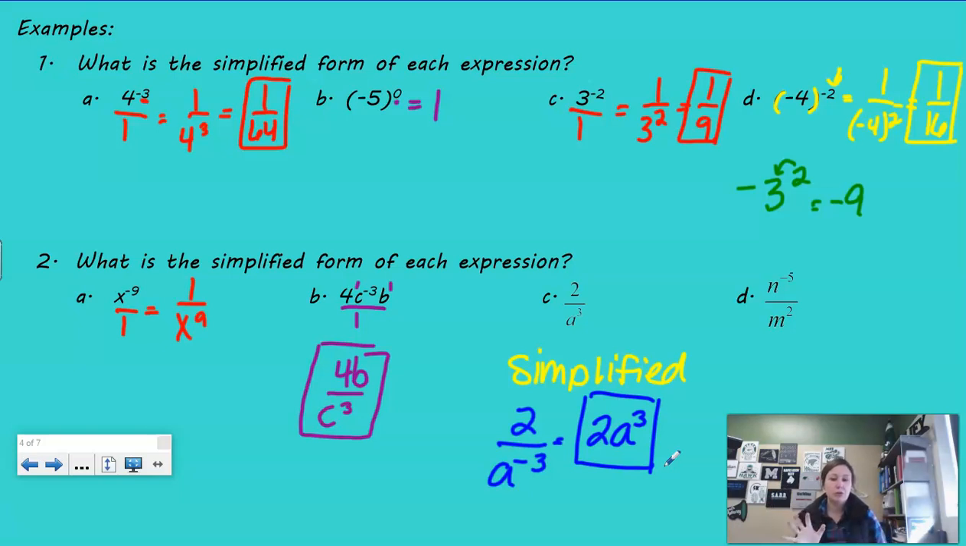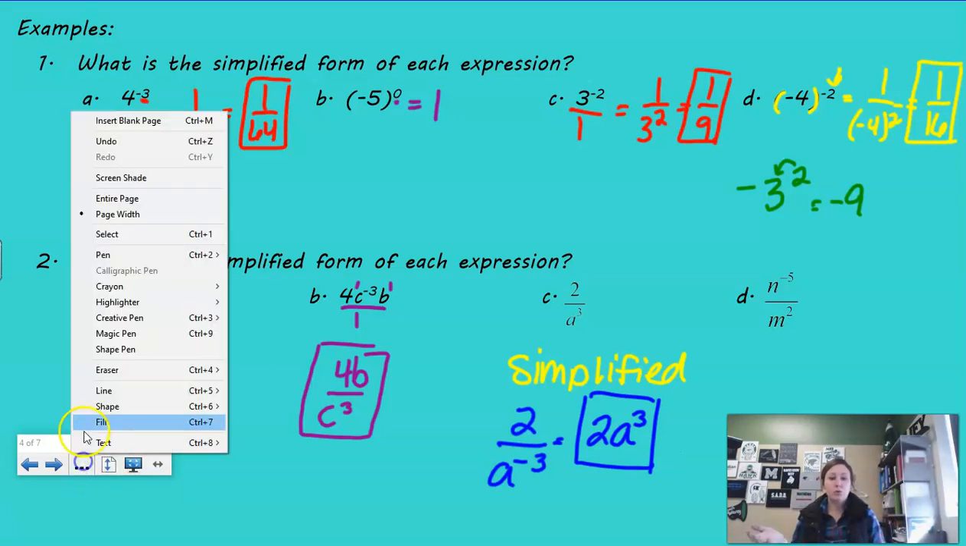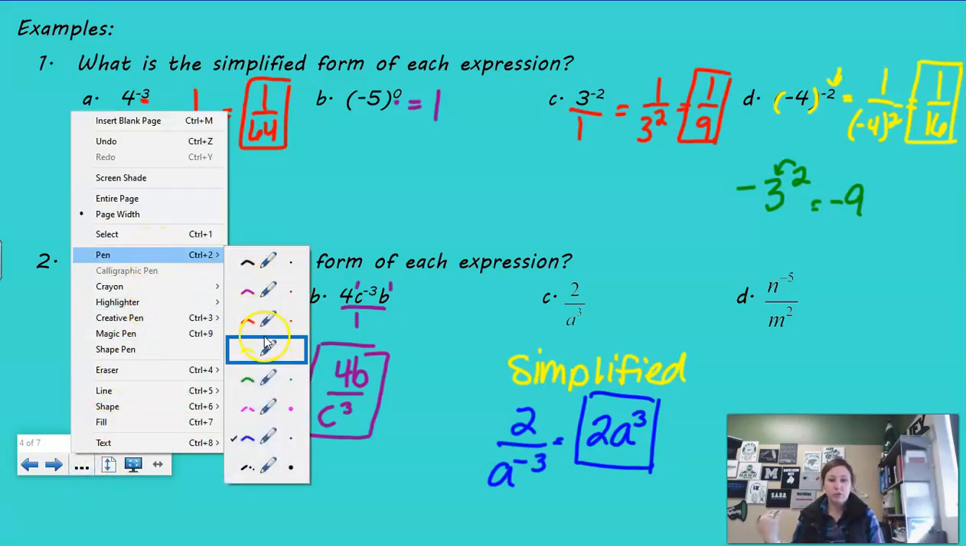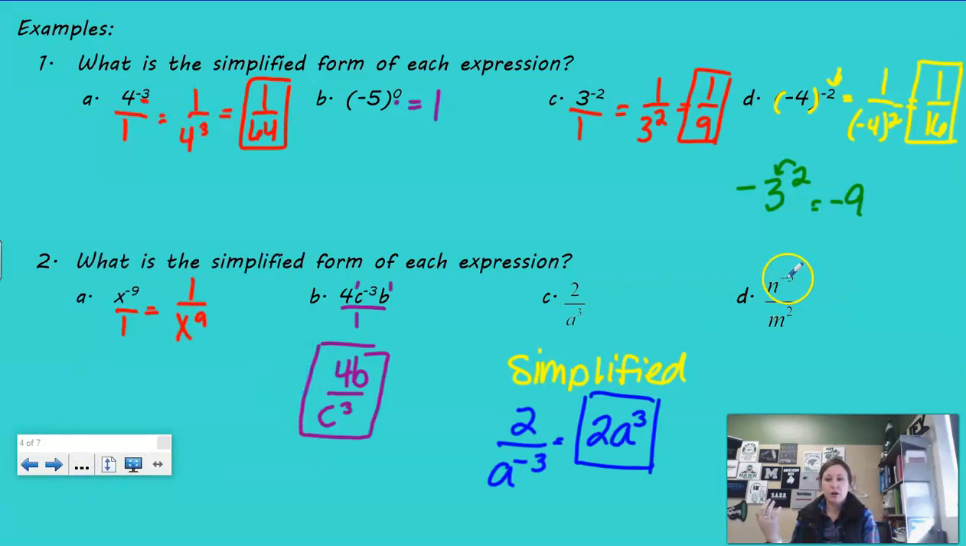All right, so part D is the last one for this example. So take a look at your two terms here. You have n to the negative fifth up top and m squared in the bottom. We're realizing that n to the negative fifth is the only negative exponent here. Since this one's already written as a fraction, all I'm going to do is take that negative 5 and put it in the denominator with the m squared. Since that squared is positive, it stays exactly where it's at. It's like having a positive attitude, we want to keep it. If our attitude's negative, we want to change it, which is why the n gets flipped to the bottom.